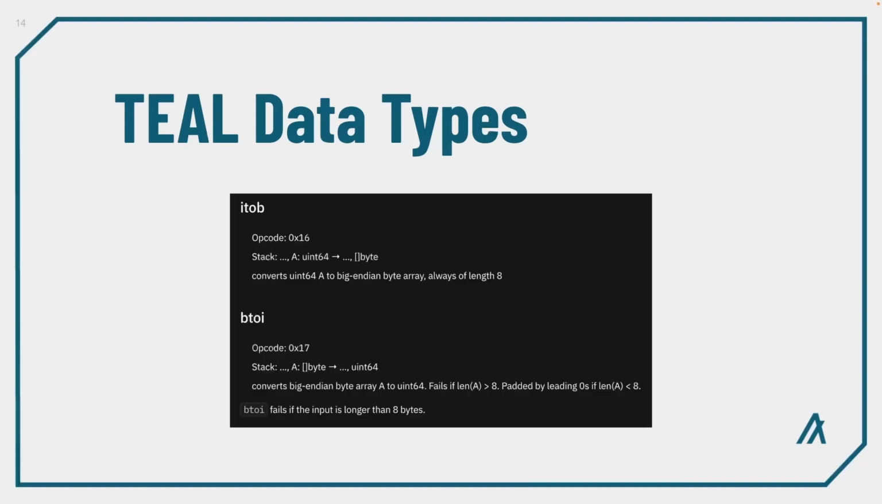You can convert between byte arrays and unsigned integers using the opcodes btoi and itob, which may make more sense in the next video.